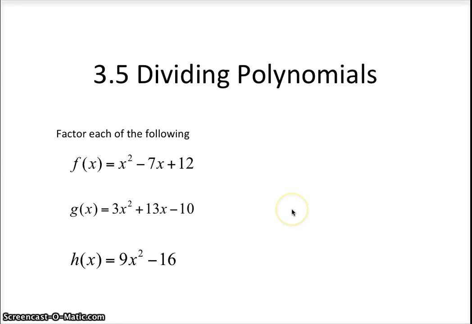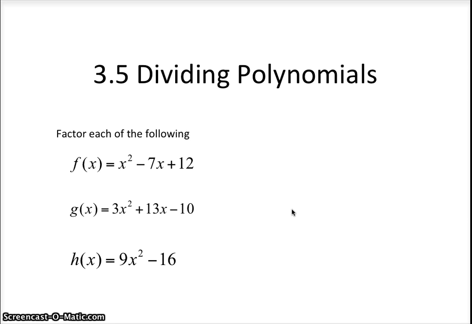Alright, so we're now doing 3.5, dividing polynomials. So we need to go back and think back to grade 10 and 11 when we were factoring and what our factors were telling us. So I want you to try and factor f of x equals x squared minus 7x plus 12, g of x equals 3x squared plus 13x minus 10, and h of x equals 9x squared minus 16.